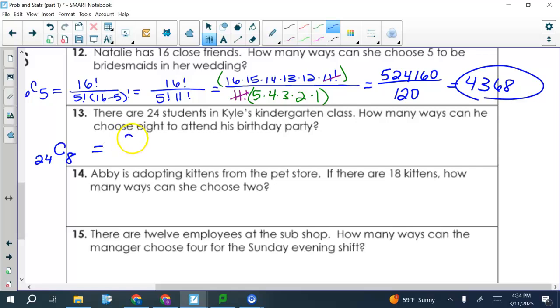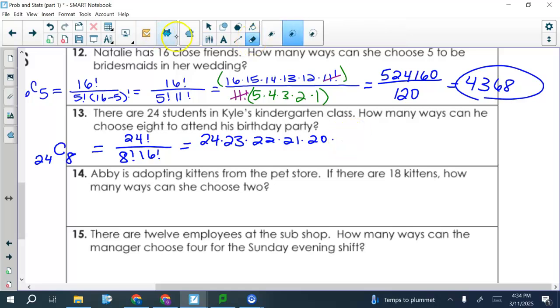All right, so remember that big number goes on top, 24 factorial. The small number goes on bottom, and we have to also subtract them like we did on the front of the worksheet. So 24 minus 8 would be 16. So again, 16 is the bigger number, so we're going to take that numerator, 24 times 23 times 22 times 21 times 20 times 19 times 18 times 17 times 16 factorial.